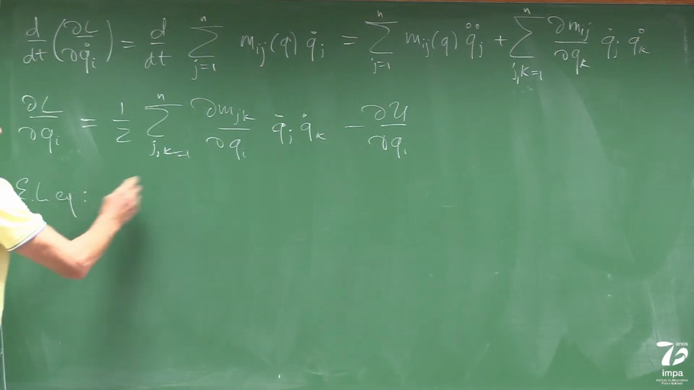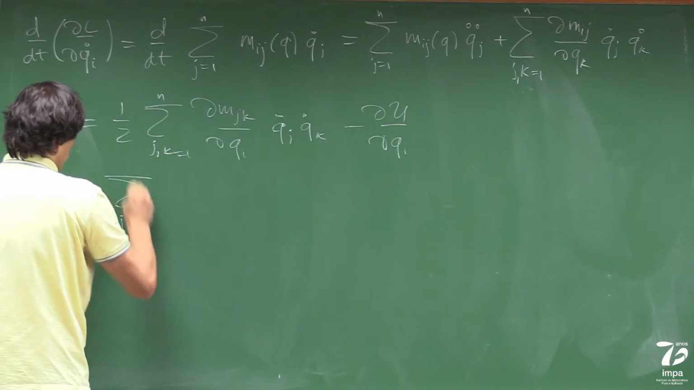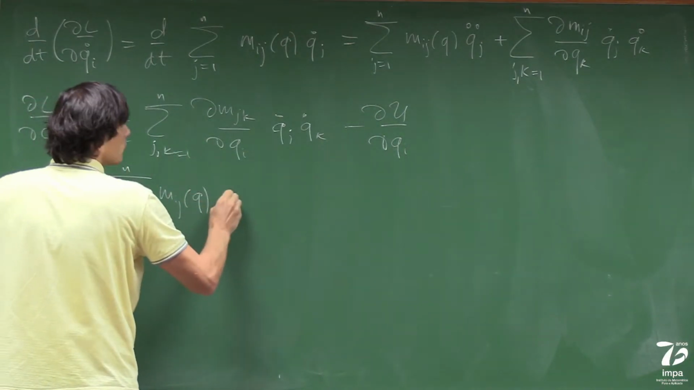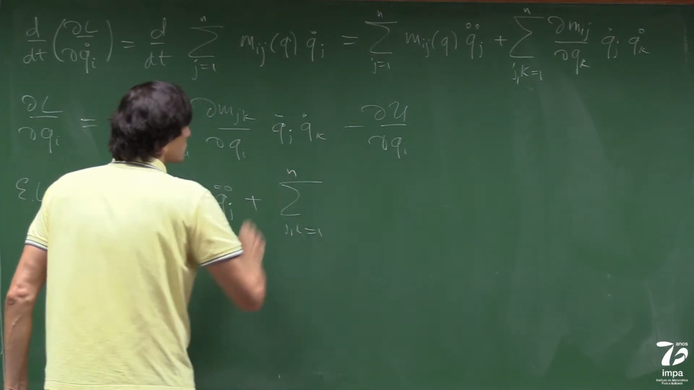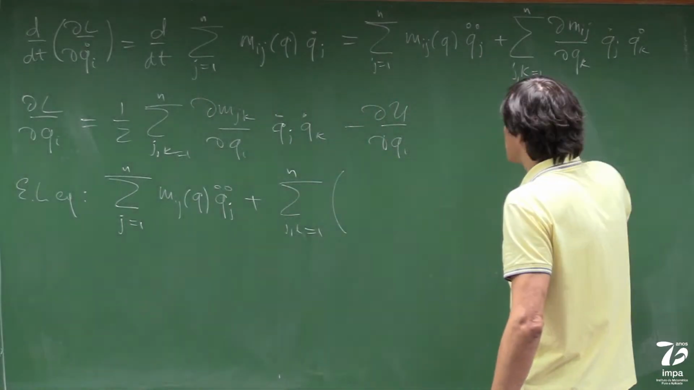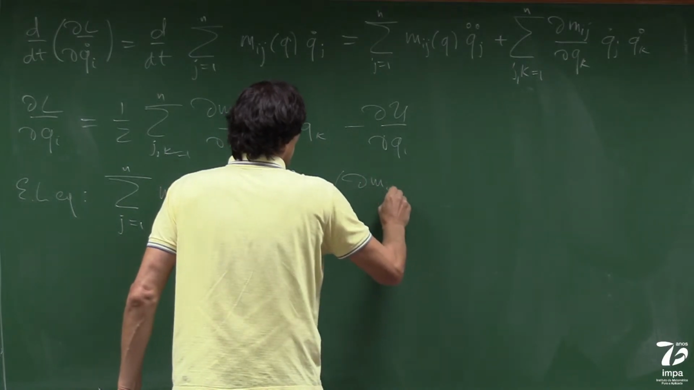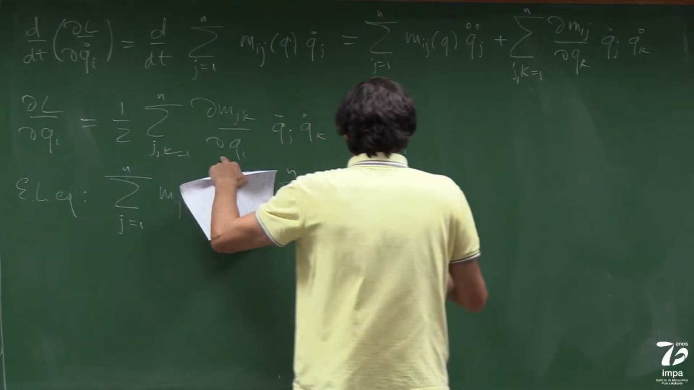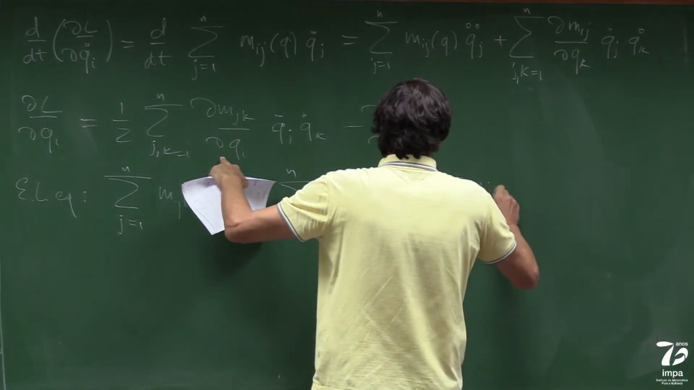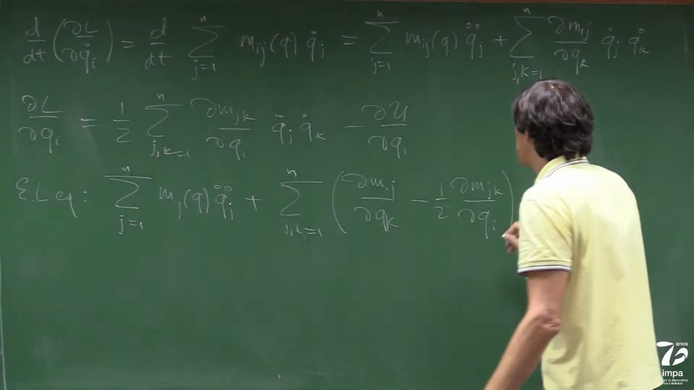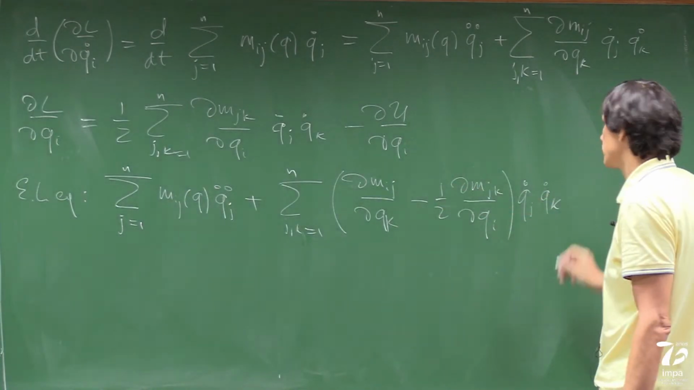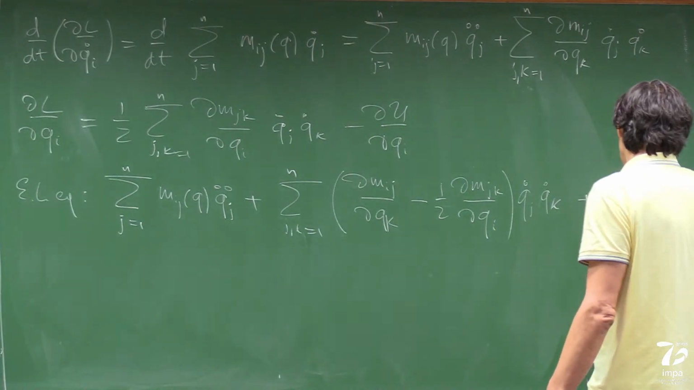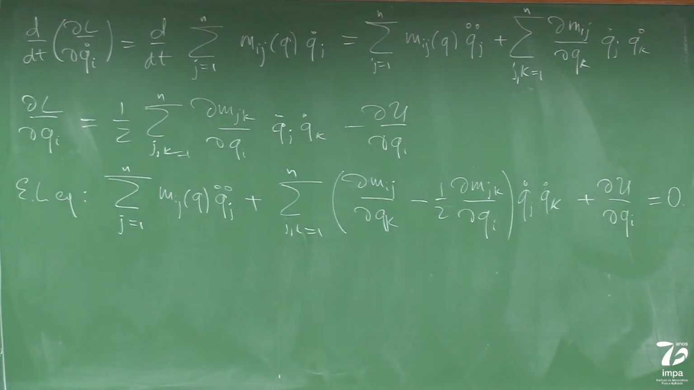So the Lagrange equation will be sum over j equal 1 to n of M_ij q_j double dot plus a double sum, and then here will be this minus half of this, which is a different derivative. And then that with plus. So that's the equation of motion. So we now wrote it in a full form, explicitly. Good.